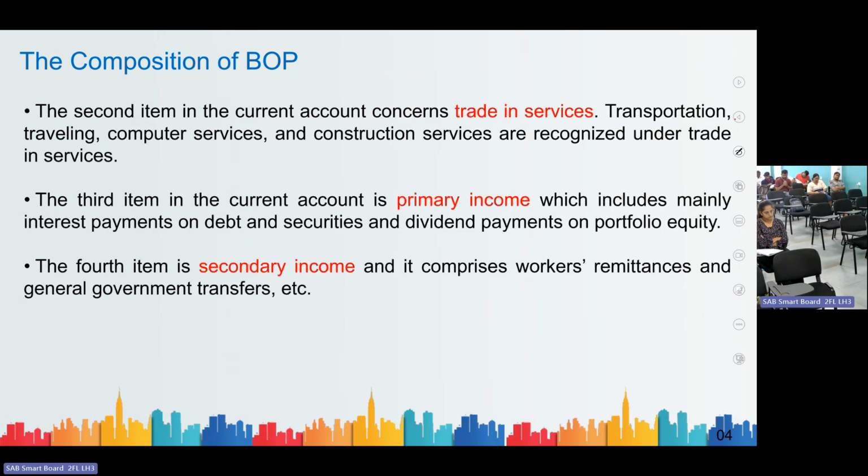The second item in the current account is trade in services. Income receipts and payments related to transportation, travel, computer services, and construction services are reported in this account. So that is mainly about imports and exports of services. The third item is the current account in primary income, which includes mainly interest payments on debt and securities and dividend payments on portfolio investment. The fourth item is secondary income, and it comprises worker remittances and general government transfers.